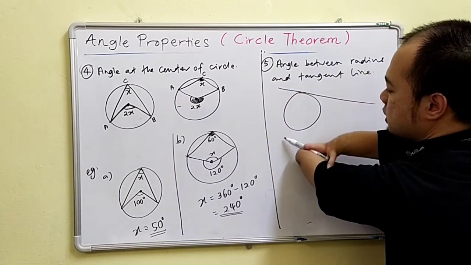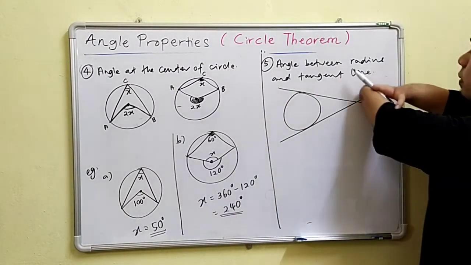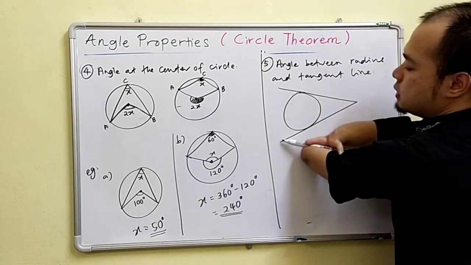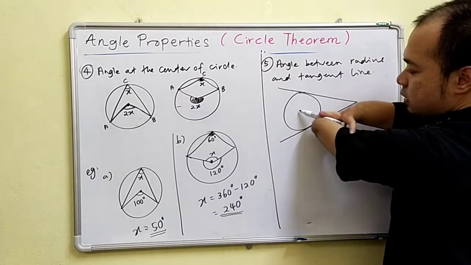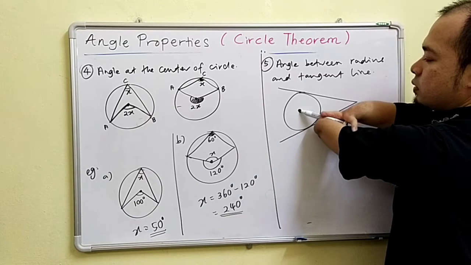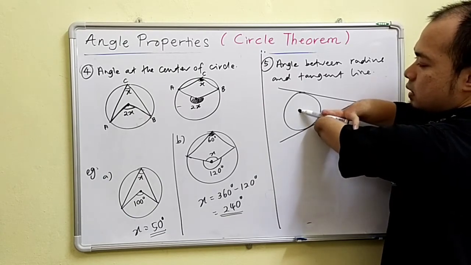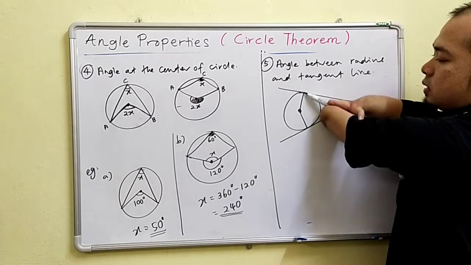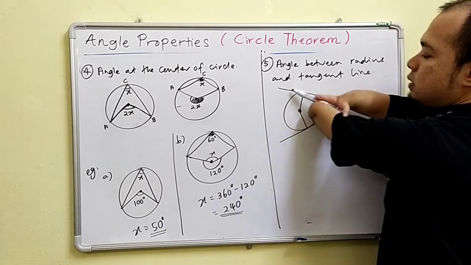Let's say I have another tangent line over there. So this is a tangent line. This is a tangent line. This is the center of the circle. From the center of the circle, if I draw one radius, go over here, go over here. This is the radius, this is the radius, this is the tangent line.